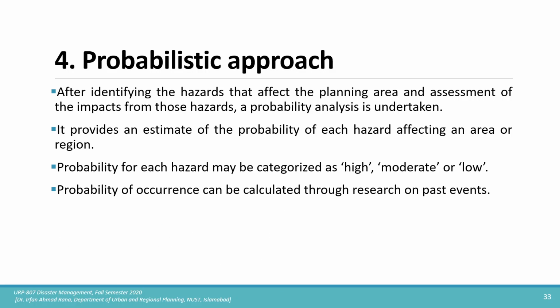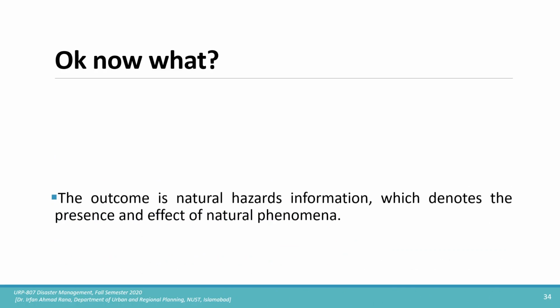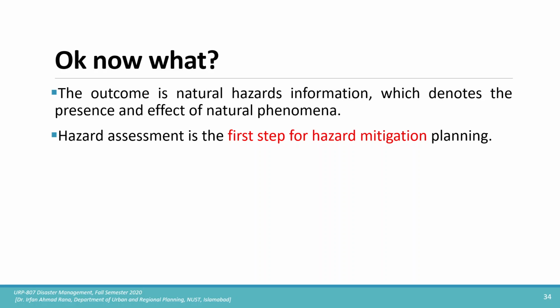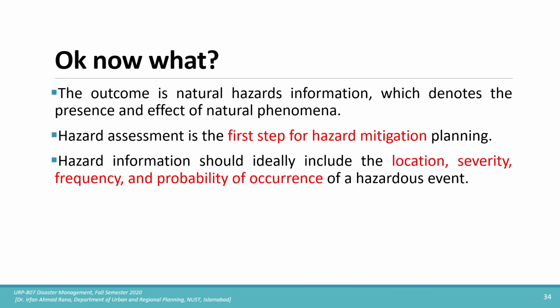So basically, probability of occurrence is calculated based on the past events of hazards. Now these are the approaches. So what do we do? Well, the first thing that comes to mind is that hazard assessment is necessary for hazard mitigation. For doing overall risk assessment, or disaster risk assessment, hazard assessment is very important. It is the first part of your risk assessment. All the information ideally should include the location, severity, frequency, and the probability of occurrence.